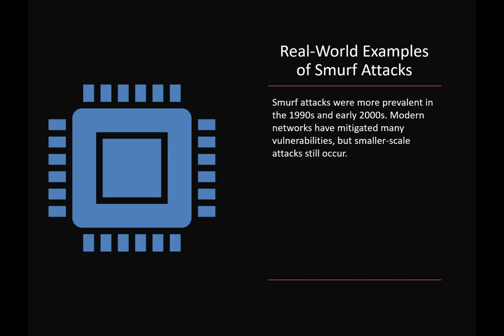Real world examples of Smurf attacks. Smurf attacks were particularly common in the 1990s and early 2000s, when many networks allowed ICMP broadcast by default. For example, organizations experienced significant disruptions due to attackers exploiting large-scale broadcast domains. While modern network configuration has reduced the prevalence of Smurf attacks, they serve as an important lesson in why network security practices must evolve.